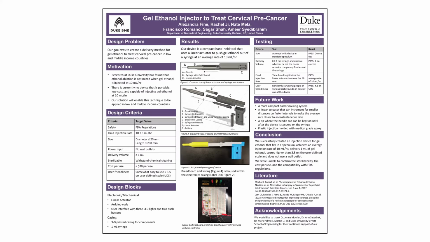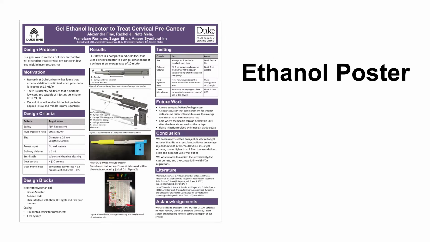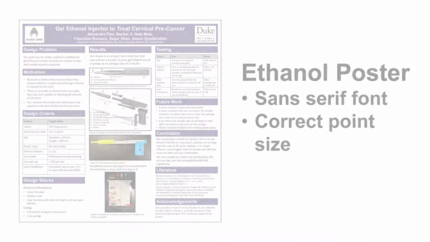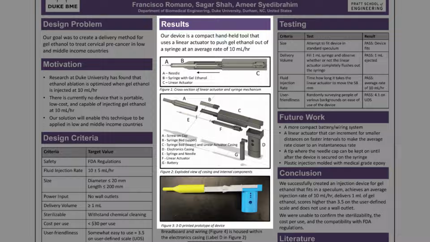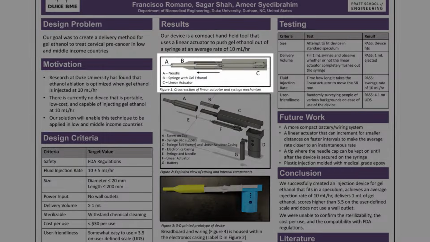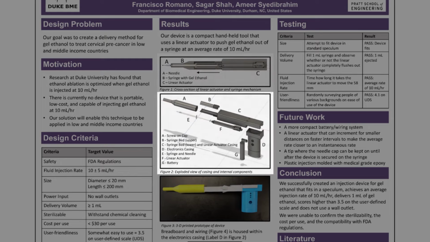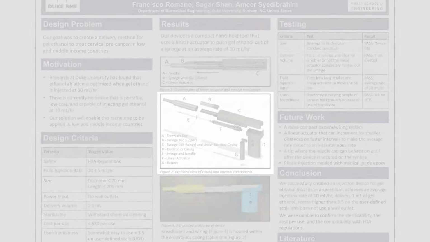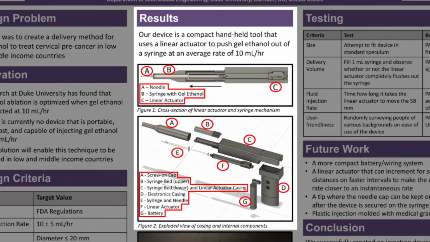The gel ethanol injector poster has a very clear layout with clean section headings. This poster uses a sans serif font at the correct point size. Since the design was encased in the 3D printed housing, the team showed a cross-sectional view in Figure 1 and an exploded view in Figure 2. Labels for these parts show the mechanical and electronic components of the design and how they are assembled.